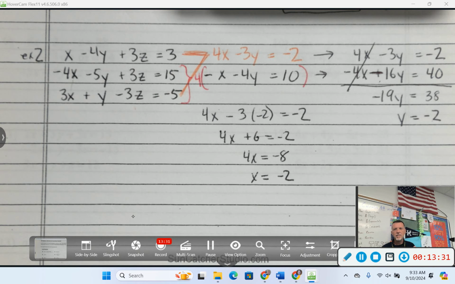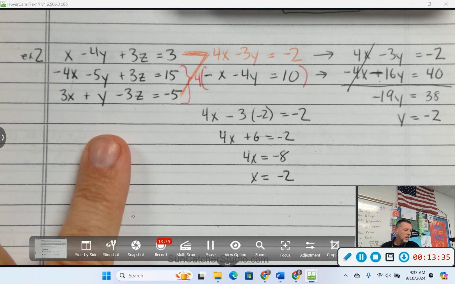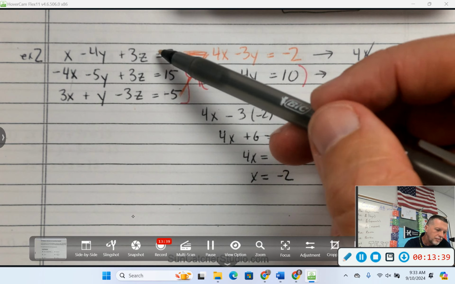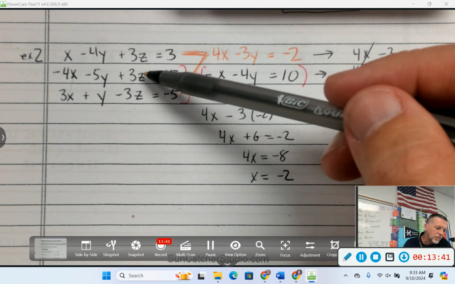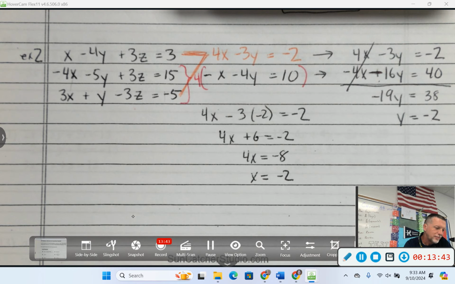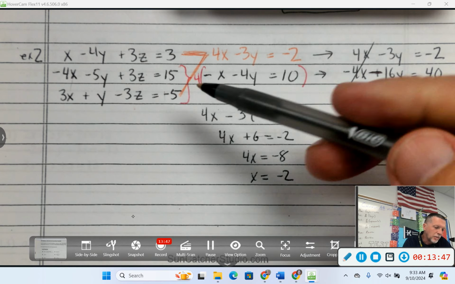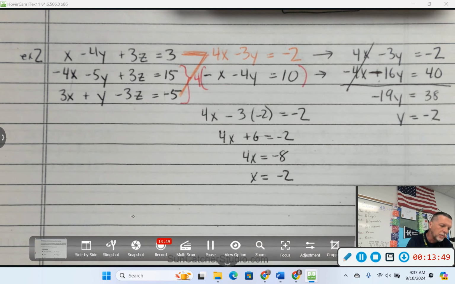So I've got x, I've got y, I need z. I've got 3 options for z. It does not matter which one I use. Any preferences on first, second, or third? Again, they should all be the same. I think I'm going to use the first one. That looks like the simplest numbers.